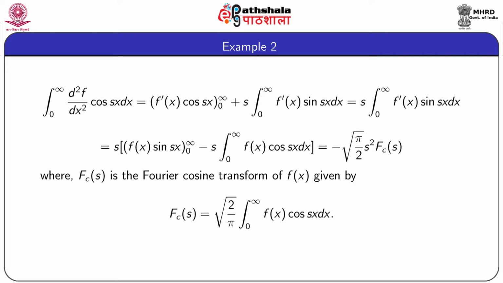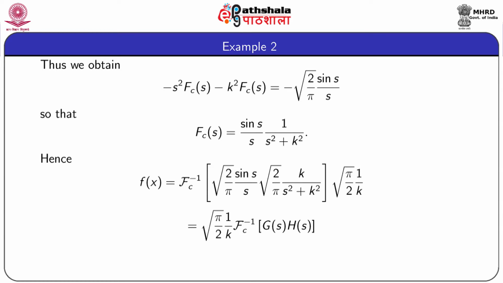So, this term vanishes and we are left with minus s square integral 0 to infinity f(x) cos(sx) dx, and this is equal to minus root over pi by 2 s square Fourier cosine transform of small f(x), that is capital F C S. And capital F C S is defined as root over 2 by pi integral 0 to infinity small f(x) cos(sx) dx.